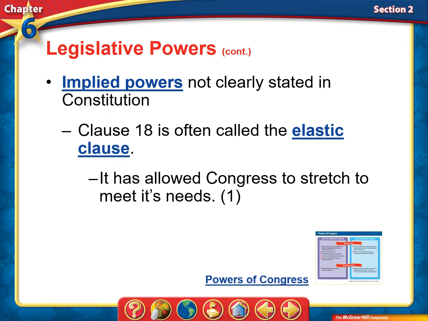There's another important one, the elastic clause of the Constitution. Article 1, Section 8 of the Constitution gives Congress the right to make all laws necessary and proper to carry out its expressed powers. Yes, there are limits to Congress's ability to make laws. There are. Congress cannot make a law that contradicts a constitutional amendment or article, not without changing the Constitution. Although Congress does have the right to change the Constitution.